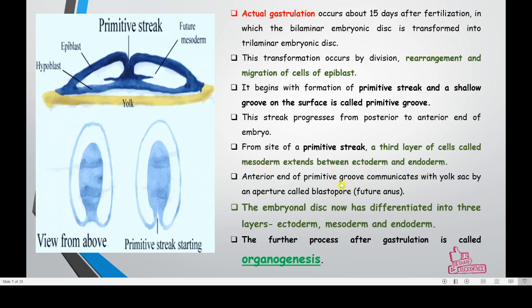Now, after formation of this, the embryonic disc is differentiated into three layers: ectoderm, mesoderm, and endoderm. These three layers will be responsible for the formation of different organs in the fetus. The process of formation of organs is called organogenesis. So the further process, after gastrulation has completed with the formation of these three layers, is that these contribute to the formation of organs, which is called organogenesis.